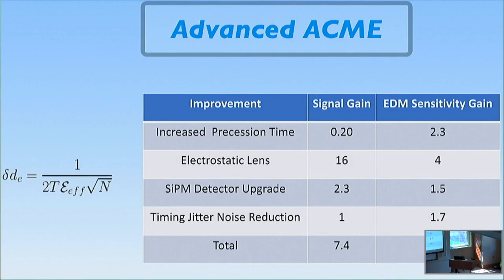And there's a number of things that we're doing to improve our signal. One is our EDM sensitivity. One is we're lengthening the interaction region. We have this electrostatic lens. We're upgrading our detectors. And it turns out we already figured out a noise source that had an effect on our previous experiment. We figured out how to solve that too. So you put that all together, we should have a sensitivity gain for Advanced ACME of more than an order of magnitude.